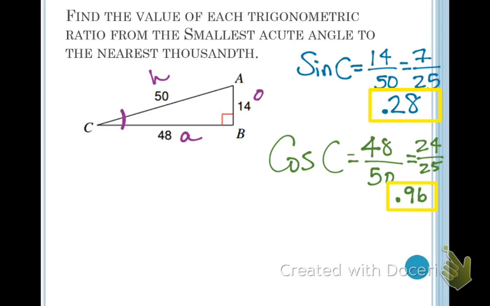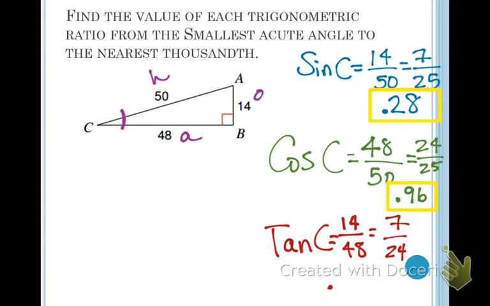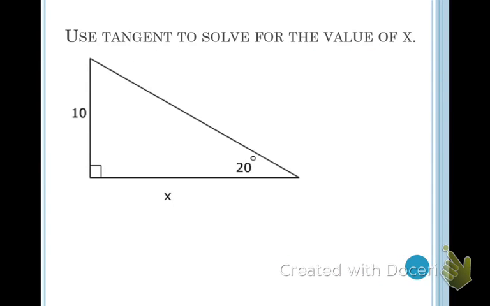All right, and then last we have tangent. Tangent from C is opposite over adjacent. So what's my opposite? 14, and my adjacent? 48. What is this reduced to? 7 over 24. So what is this in decimal form? 0.292. Good.